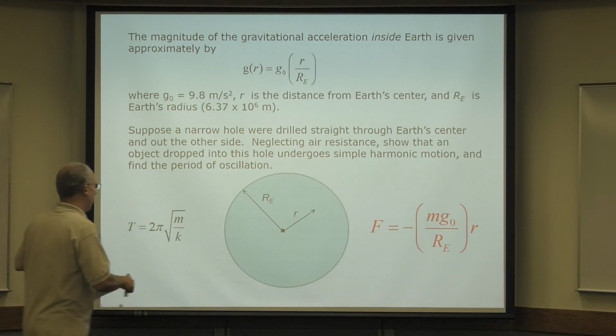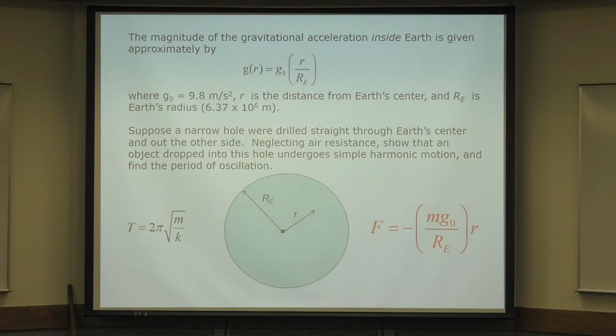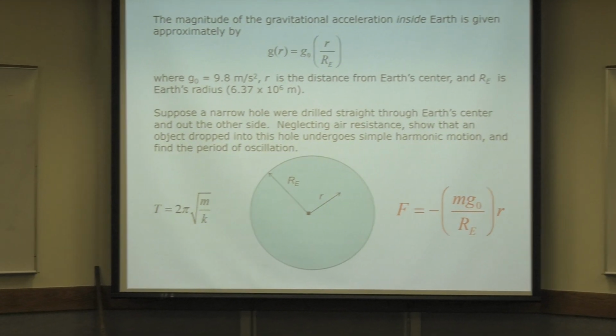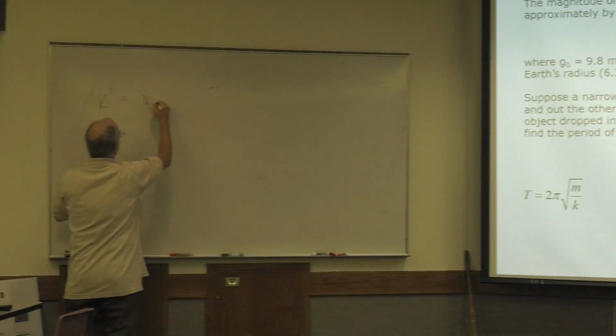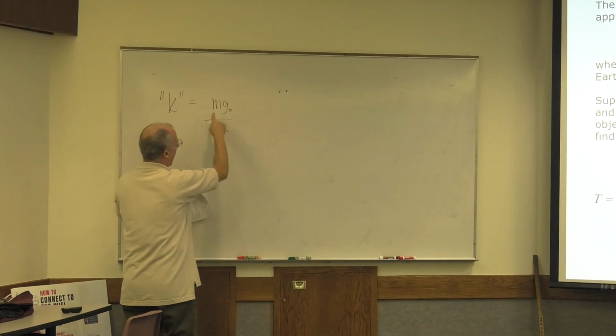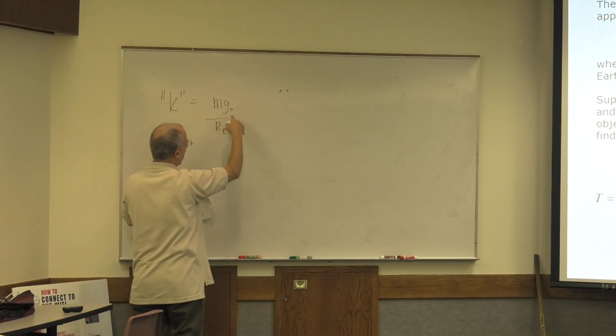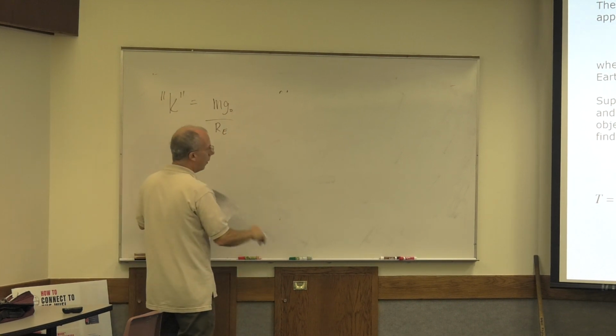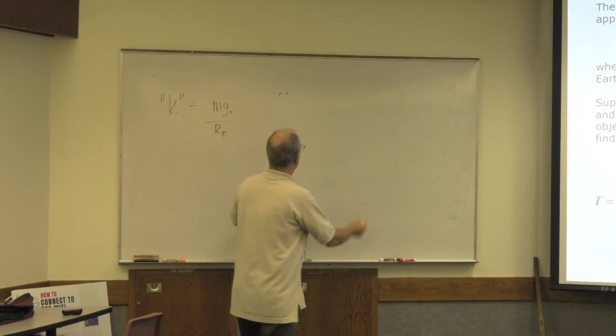So for that one, the K is mg0 over the radius of the Earth. Right? So the mass of the object times 9.8 meters per second squared divided by the radius of the Earth. Okay, well, hey, we're done.